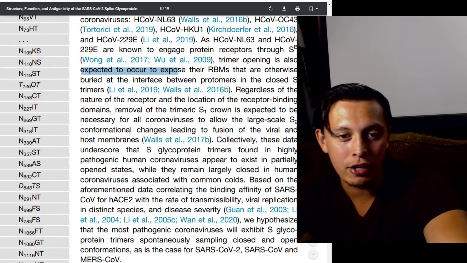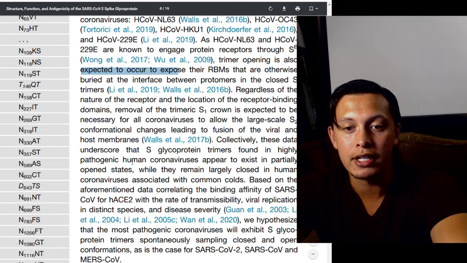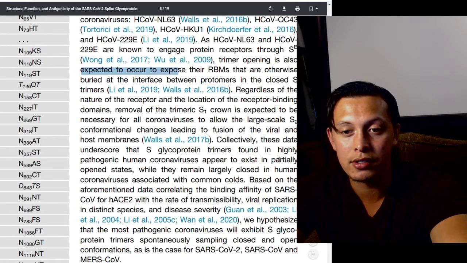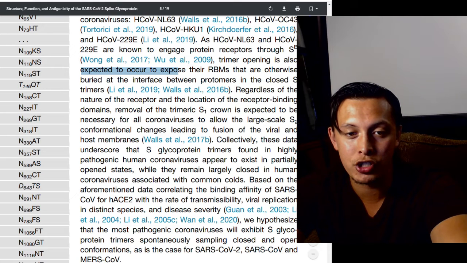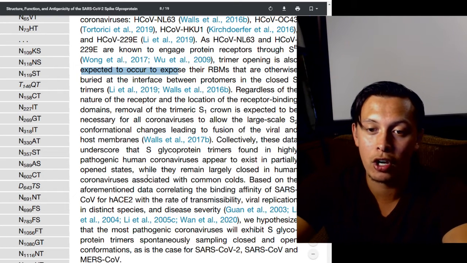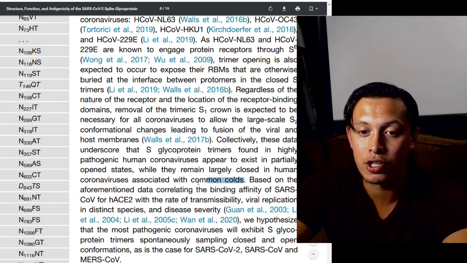Collectively, these data underscore that S-glycoprotein trimers found in highly pathogenic human coronaviruses appear to exist in partially opened states, while they remain largely closed in human coronaviruses associated with common colds.